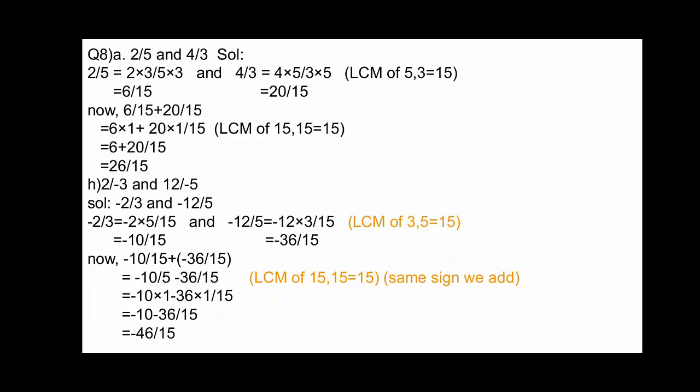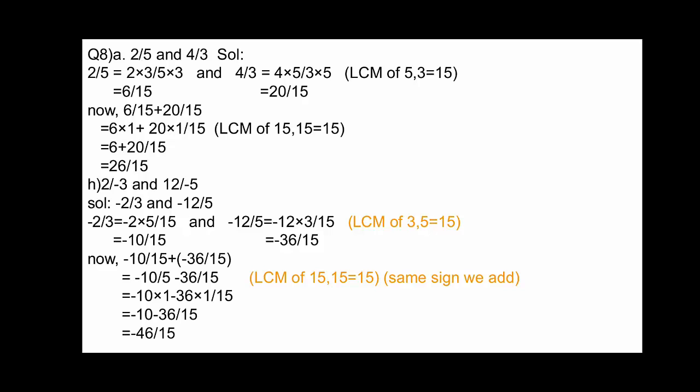Number 8a. In number 8a, you have to add the two given rational numbers, 2 by 5 and 4 by 3. Now these two rational numbers are unlike rational numbers. We have to make them like rational numbers, which we can do by taking the LCM of the denominators 5 and 3, which is 15.